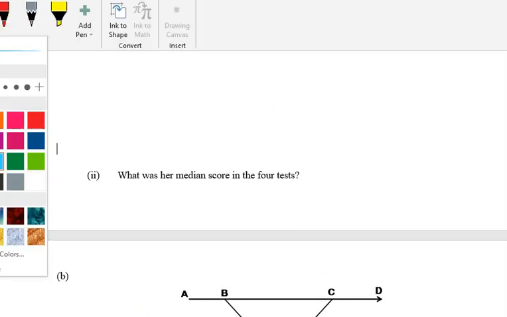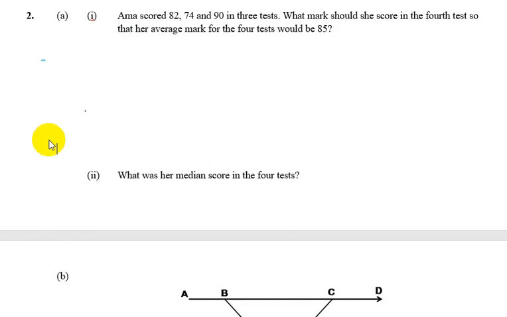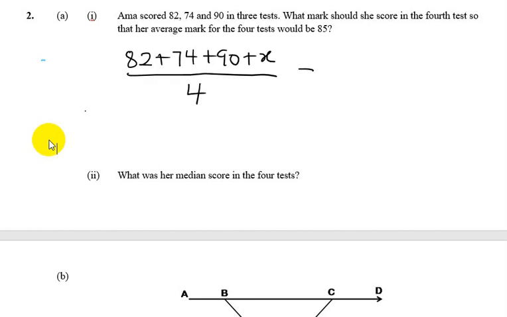Now we don't know the marks for the 4th one, but we know that the first one is 82, and the second one is 74, and the 3rd one is 90. But we don't know the last one, so I can make it x. Then I divide it by how many tests? That would be 4 tests. And that should give us that average of 85.